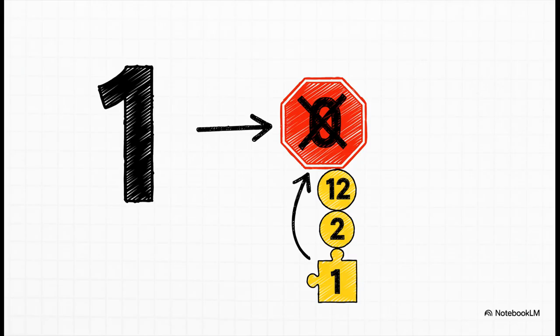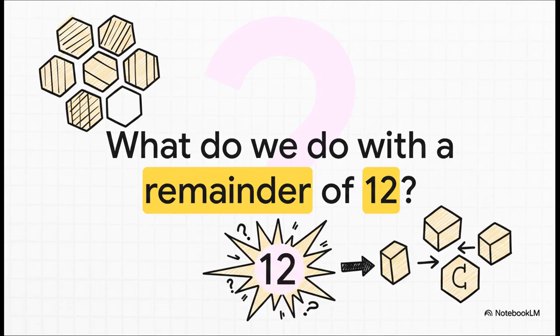And we do it one last time. We take the result from before, which was 1, and divide it by 16. Now 16 doesn't go into 1, right? So our result is 0. And when you hit 0, that's your signal that you're done. The remainder here is simply 1. Okay, so we have our 3 remainders, 2, 12, and 1.